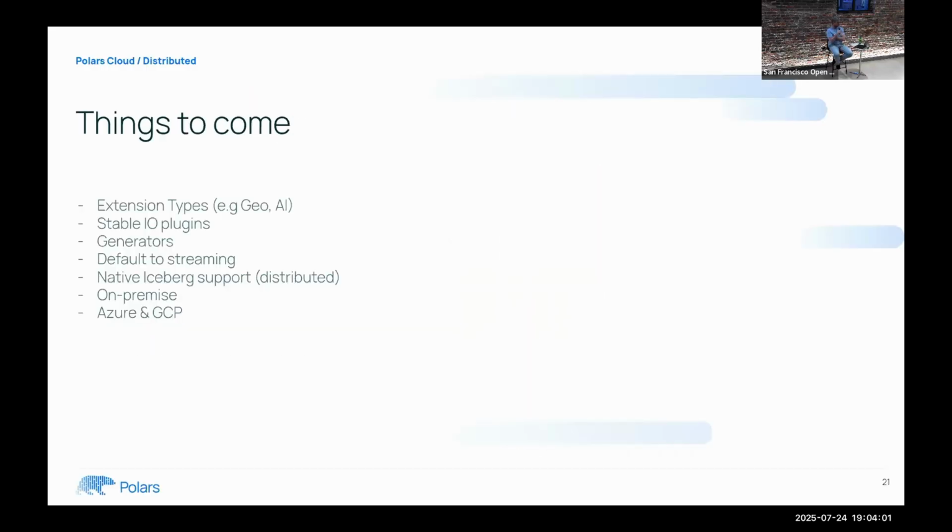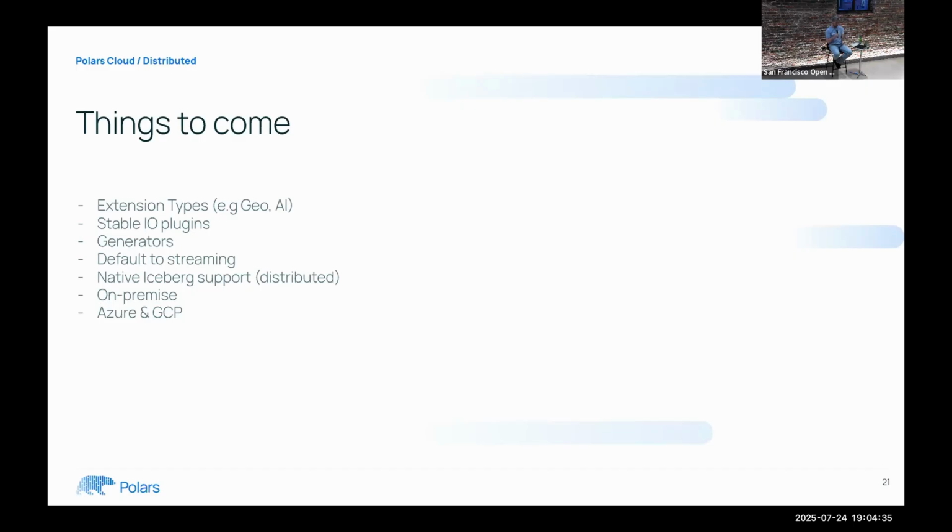And other things that we're building on our immediate roadmap: we're building extension types. We really want to have that because it will open up different domains we don't support directly in Polars. So those domains, geo, AI, multimodal data, we can then support with extension types. We will also stabilize IO plugins. We would need to redesign them a little bit, but that's also on our roadmap.